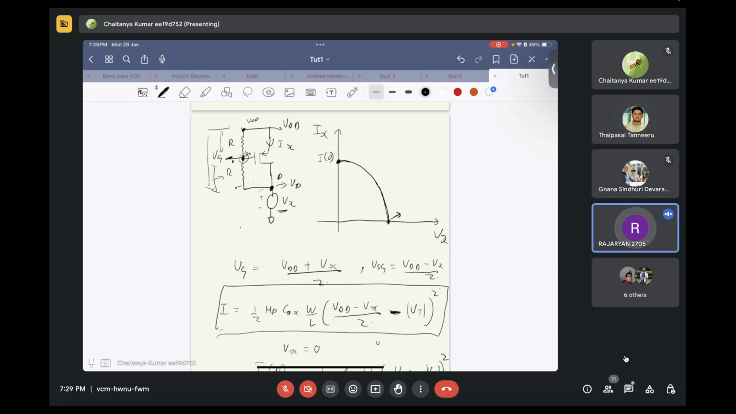Sir, when VDD minus Vx by 2 minus modulus of Vt will be equal to 0, then I will be 0. Correct. What is this value? So we have to calculate, I think, 2 Vt plus VDD. Or VDD minus 2 Vt.